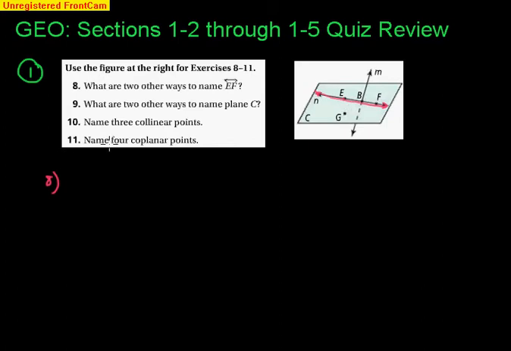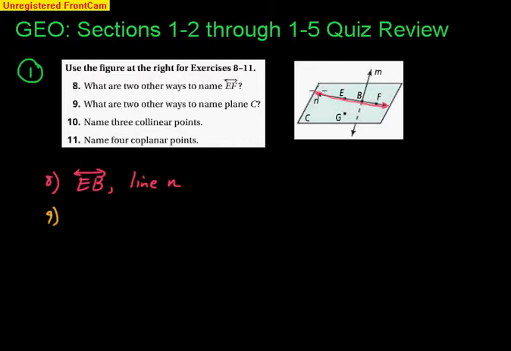So I could call it line EB with the line across the top. I could use BF, I could use FB, any two-letter combination of the three letters. Or if you see this lowercase n, I can also call it line n. Okay? So there's number 8. Number 9. What are two other names to name plane C?